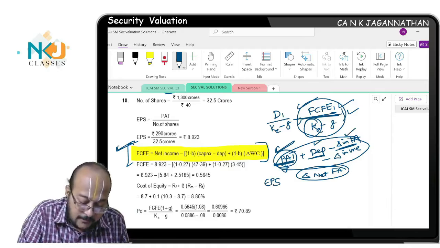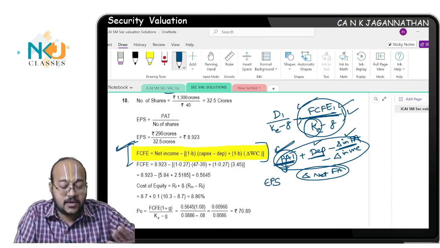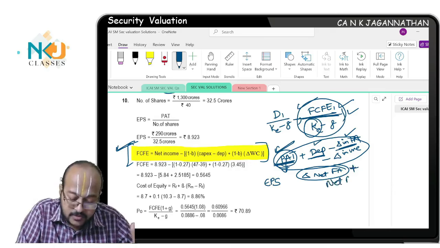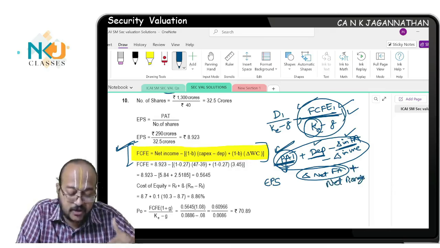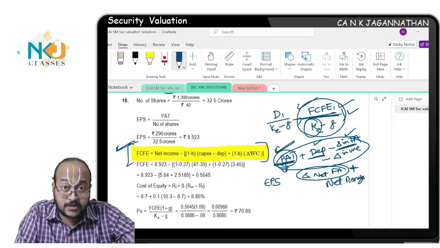Here, one more thing is missing, and I'll come back to that. Last, I have one more adjustment to make, that is plus net borrowings, net borrowings in case of FCFE. I have not told you yet; I will adjust at the appropriate time.